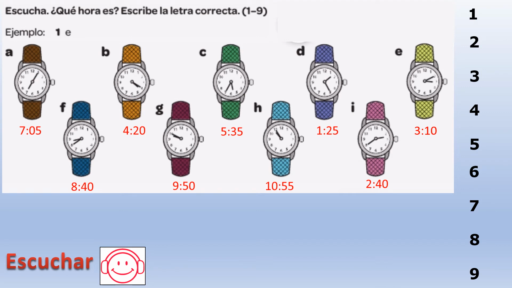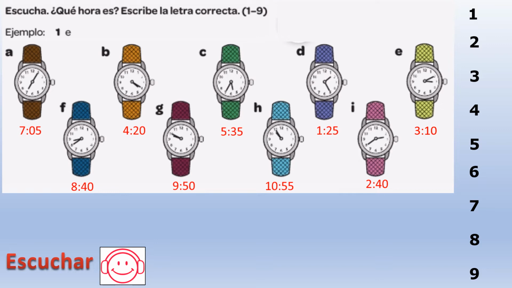Vamos a escuchar. Escucha. ¿Qué hora es? Escribe la letra correcta. Listen. What time is it? Write the correct letter. So you need to write 1 to 9. You're going to hear 9 people speaking, being asked what time it is. You need to put the correct letter depending on what they've said. Get ready, the recording is about to start.